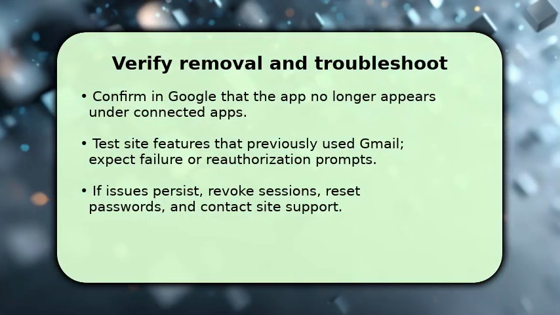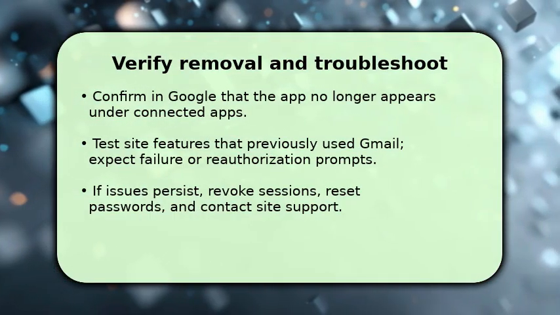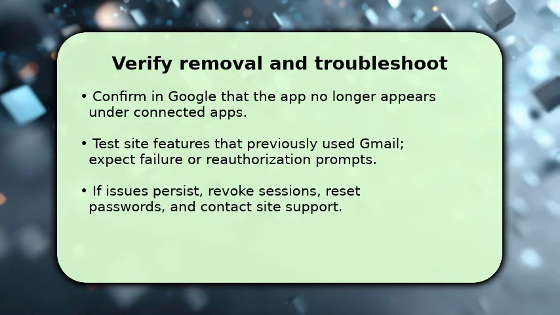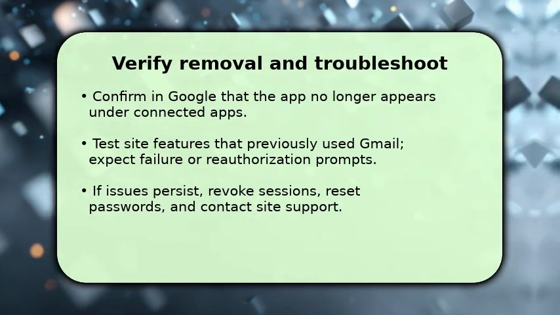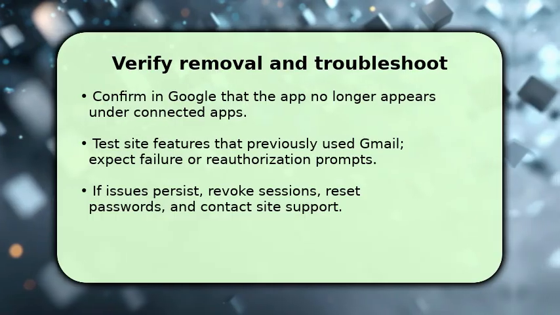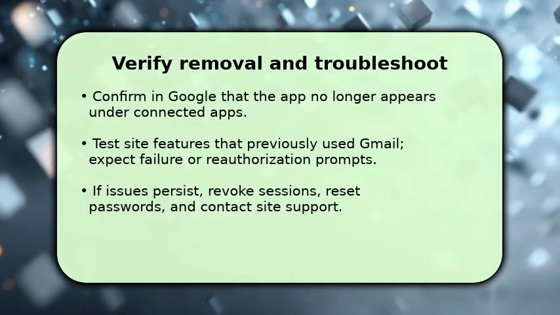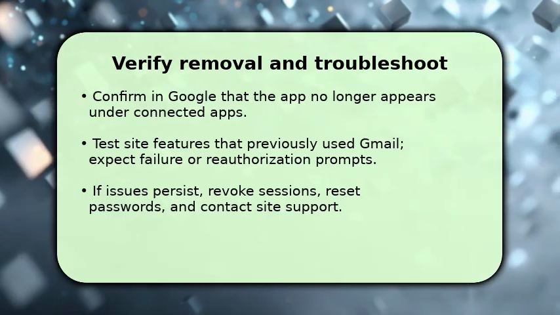You should now verify that the app is gone from your Google account. If it still appears, revoke it again and check for multiple entries. Test the website. Try the actions that read or send Gmail. If access is removed, those should fail or request reauthorization.